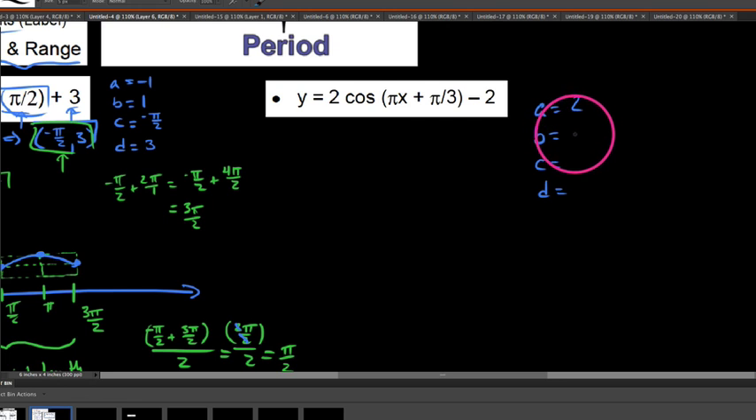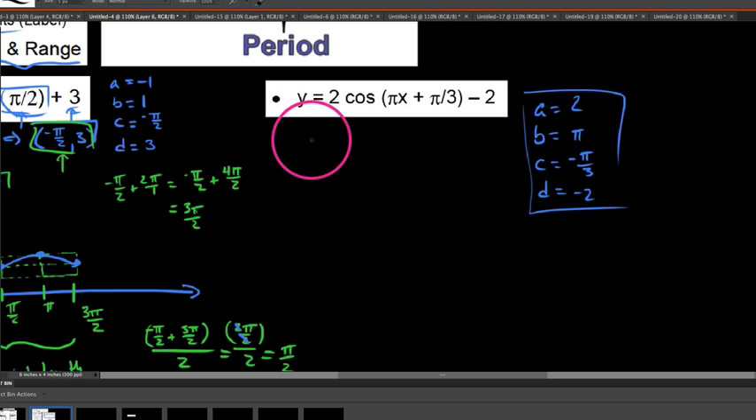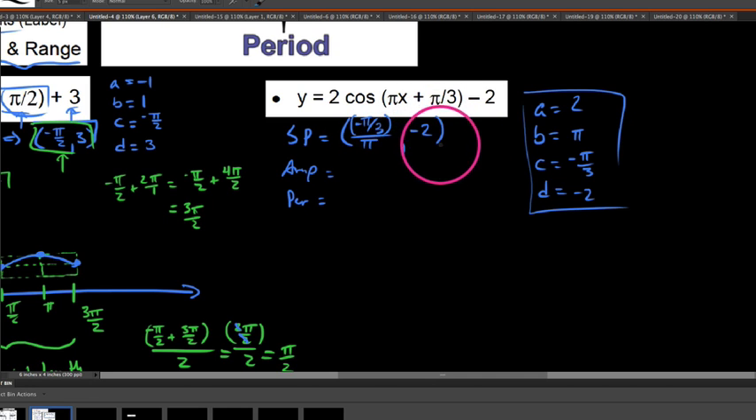A is 2. B looks like is a transcendental value, pi. We have a C value of negative pi thirds and a D value of negative 2. So we're going to put this little index over here. And we say that regarding what we need to know, the starting point, the amplitude, and the period of this graph. So the starting point, we have C over B comma D. Now, with respect to C over B, we have negative pi thirds over our B value, which is pi. This is going to take a little bit of work on this one here. And then we say that our D value is negative 2, so we're going to be shifted down 2 units.